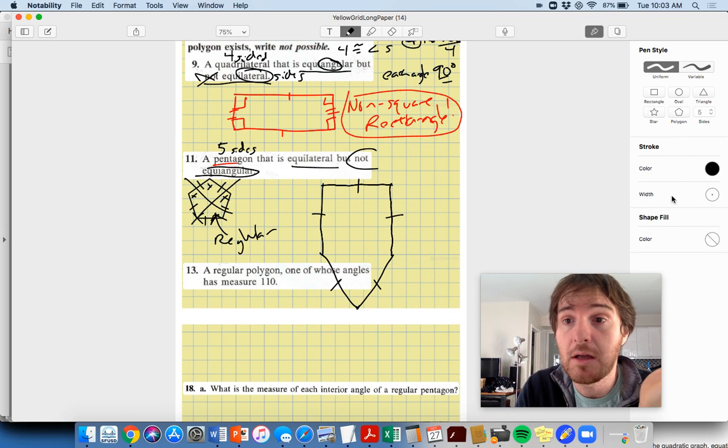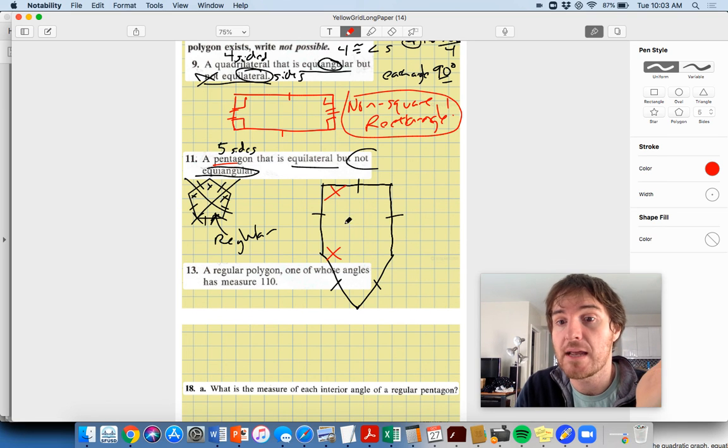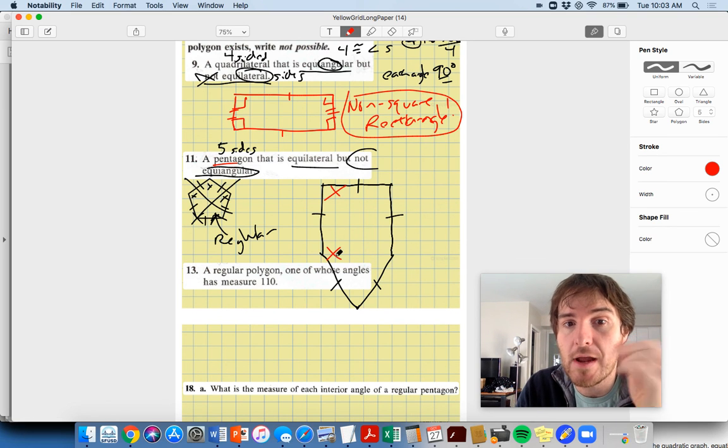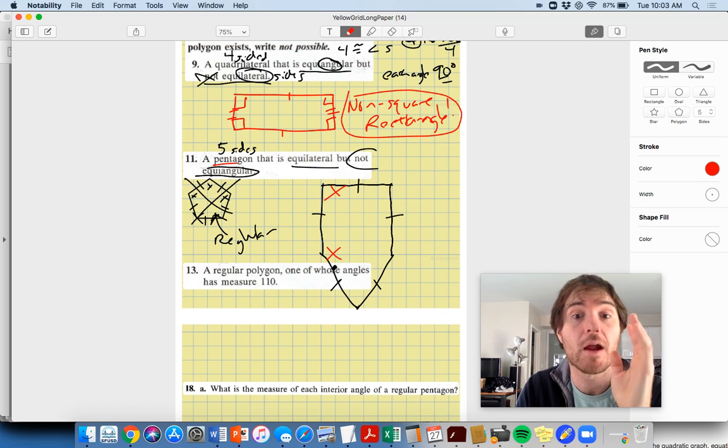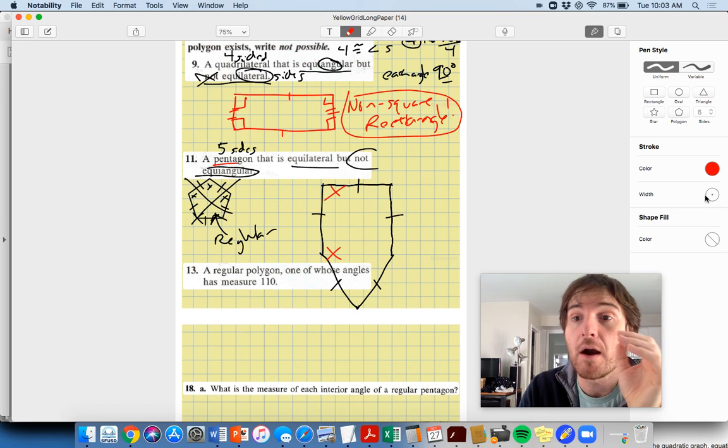Is it equiangular? No, because this angle and this angle clearly aren't the same. That was the point of the exit ticket yesterday. This is a 90-degree angle. That's 135 degrees, right, based on the problem that we had earlier. Or maybe it's actually probably not 135, because this doesn't look like a 90-degree angle anymore. How about that? All right, number 13.